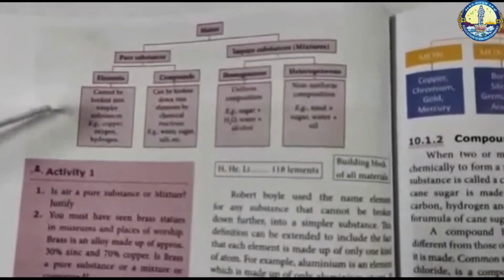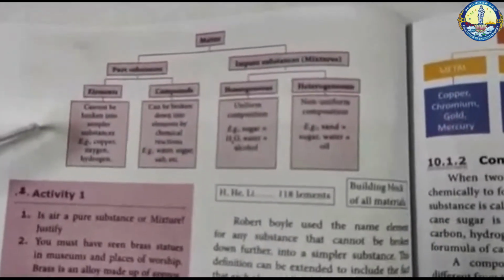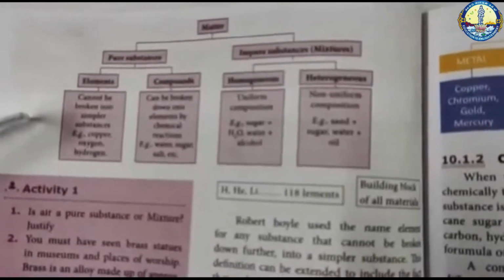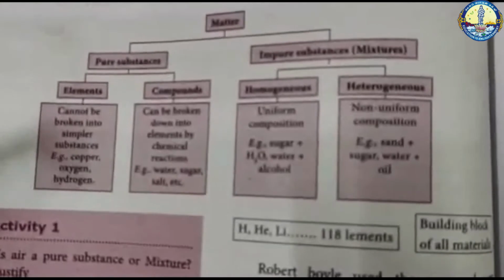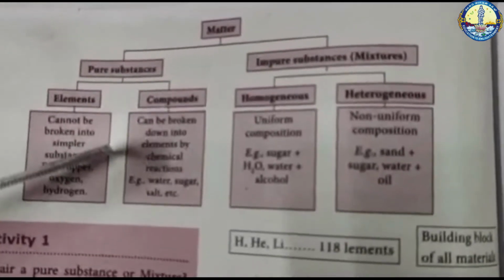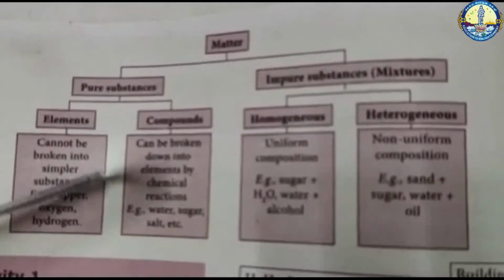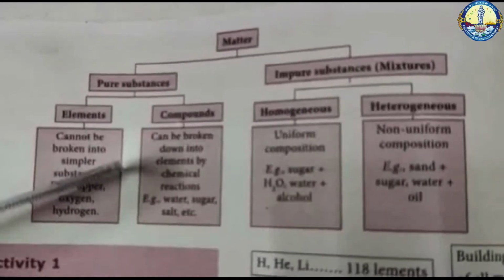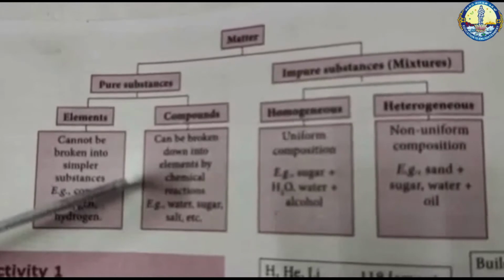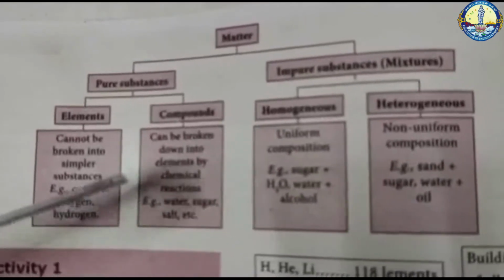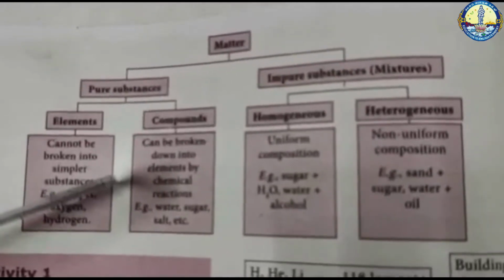Elements. An element is made up of same kind of atoms. It cannot be broken down into simpler substances. Example, copper, oxygen, hydrogen. Compounds. A compound is a pure substance that is formed when the atoms of two or more elements combine chemically in definite proportions. Example, water, sugar, salt, etc.